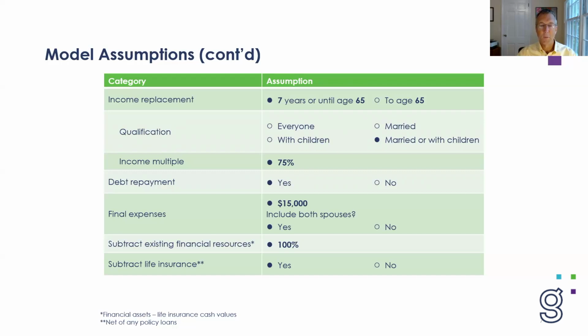And one thing to note with this particular model, because we're using the US Survey of Consumer Finances, which is based upon households, not individuals, these gaps and calculations are done at the household level, not the individual level. So we're including $15,000 of final expenses for both spouses. So it's kind of like a combined insurance that household would need. Once we have the full need, we then subtract financial resources that they might have, savings, etc., and any life insurance they also own.